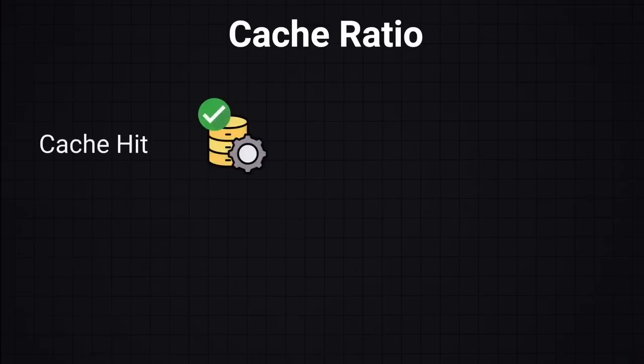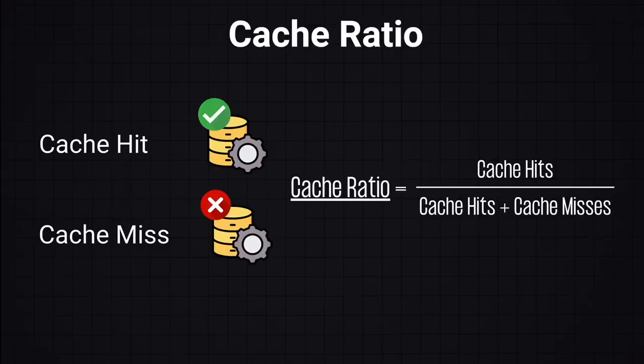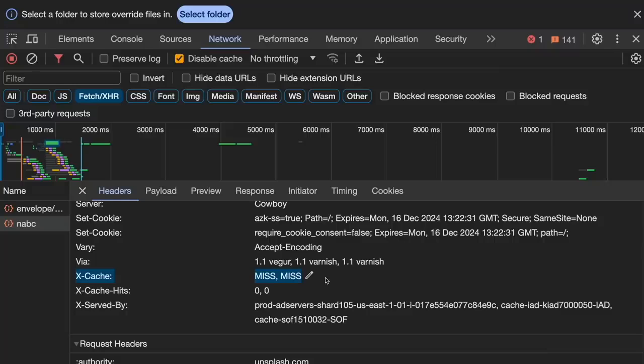When the requested data is found in the cache, we call that a cache hit. On the other hand, we have a cache miss, which happens when the requested data is not in the cache, necessitating a fetch from the original source. And cache ratio is the percentage of requests that are served from the cache compared to all requests. A higher ratio indicates a more effective cache. You can check if the cache was hit or missed from the X-Cache header. For example, in this case it says miss, so the cache was missed, and in case the cache is found, we will have hit here.